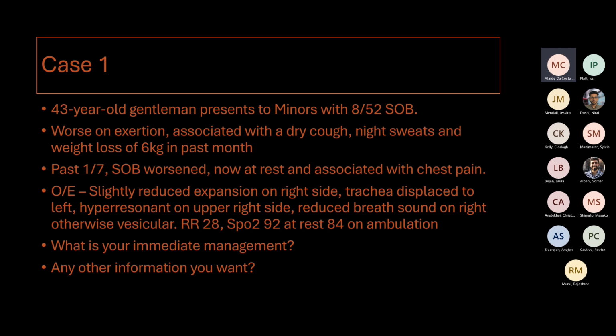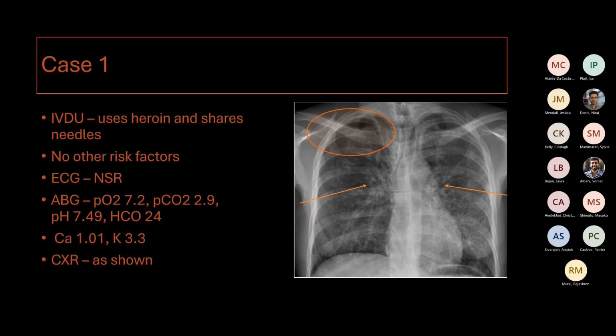On examination, you're doing predominantly a respiratory examination, right? But you're also doing a cardiovascular exam. There's slightly reduced expansion on the right side. Trachea is displaced to the left. It's hyper-resonant on the right side. Reduced breath sounds on the right, otherwise vesicular. His respiratory rate is 28, and his SpO2 is 92 at rest. However, it drops to about 84 when he ambulates.